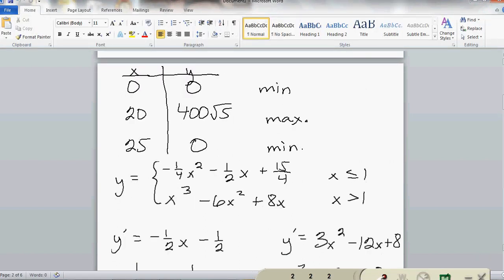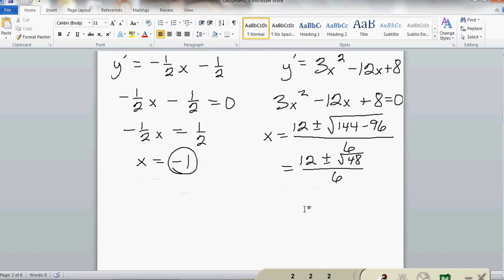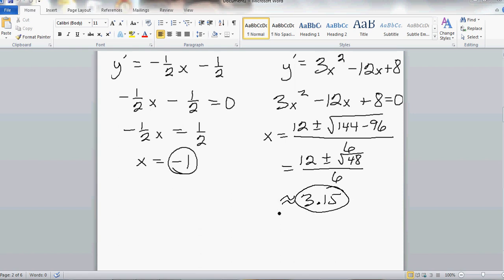And shocking as it may seem, you are allowed in this instance, or in instances like this, to actually find a decimal equivalent. Let's take it out to 2 decimal places. So let's do 12 plus the square root of 48, and then divide by 6, and that gives us 3.15 as an approximation. So 3.15 would be a critical point as well. Now we can't forget the fact that we might have a critical point at 1 as well.